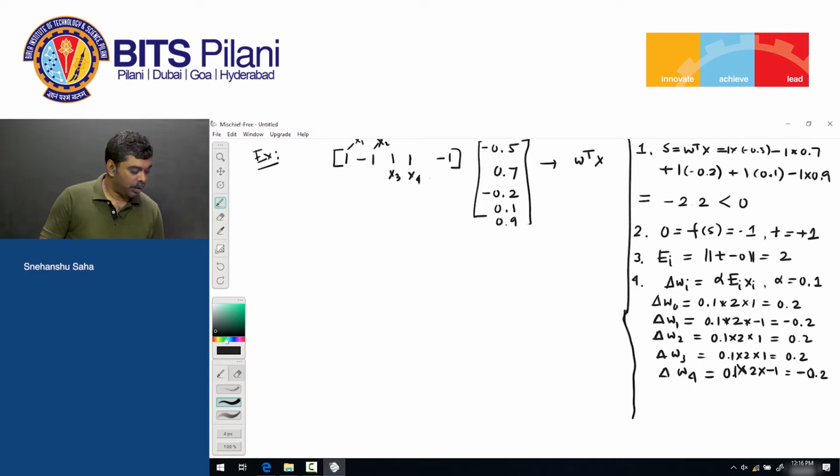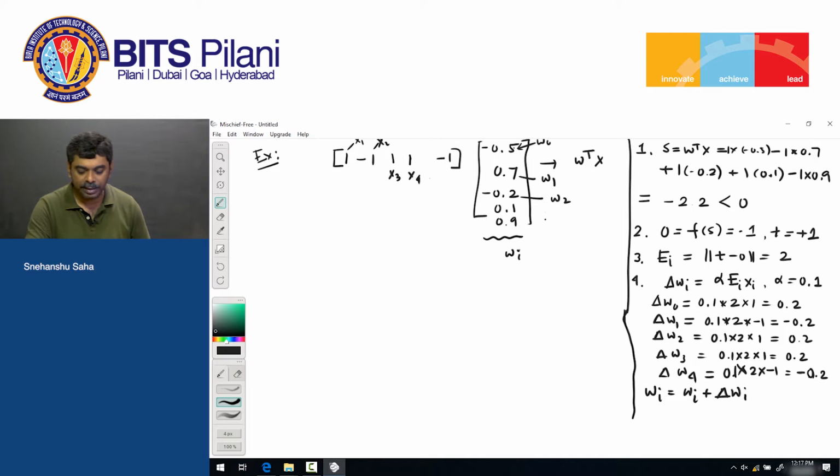Okay, so once we computed the change in the weight, we will have to update, right? So what is the update rule? The update rule is Wi equal to the previous weight plus delta Wi. So what this implies is, your previous weights are these. This is W naught, this is W1, W2, and so on, right? So you would add these with these to update the weights.